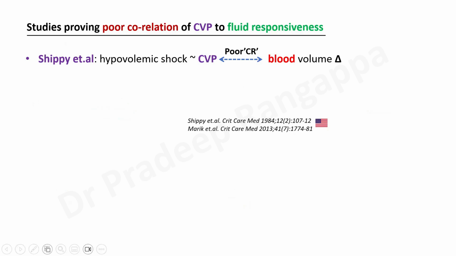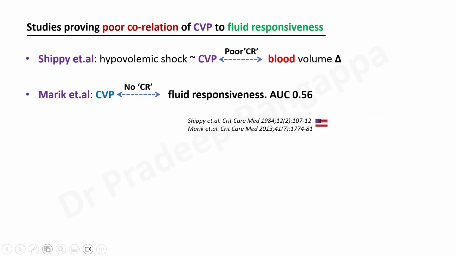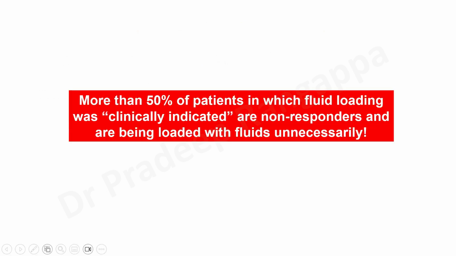Shippy et al. showed there's a poor correlation of CVP to the changes in the blood volume. And Marik et al. showed that CVP has no correlation to the fluid responsiveness, and the area under curve was only 0.56. To that effect, even the suggestion was made that CVP has to be abandoned in ICU as a tool to assess fluid responsiveness, which we all pretty much agree upon, that CVP can no longer be used as a tool for fluid responsiveness. An arbitrary number may tell that he is adequately, sort of euvolemic in some cases, but pretty much it has become obsolete.